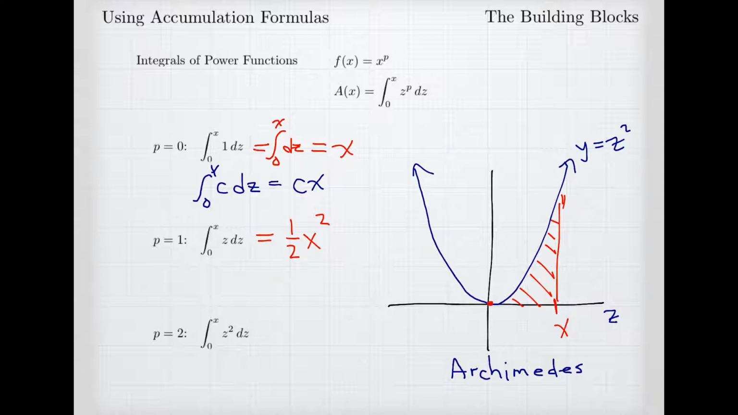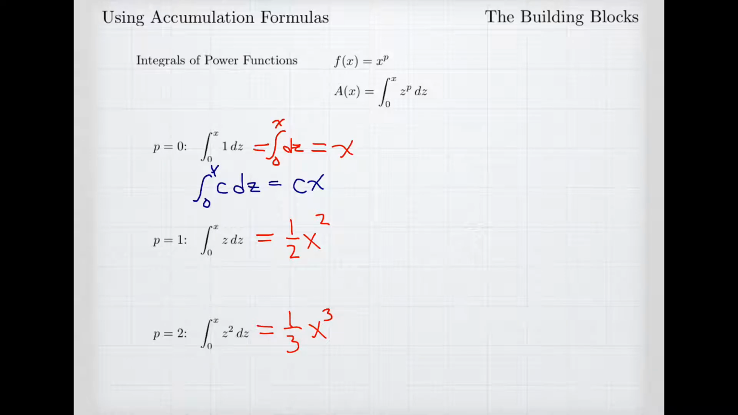For us, the geometric consequence of Archimedes' result is that if I thought about the area going from 0 to x, below the parabola, it'll be 1/3 of the endpoint cubed. So that's Archimedes' result, 1/3 x cubed. And we start to recognize that a pattern's developing.